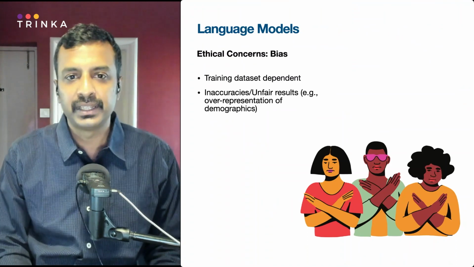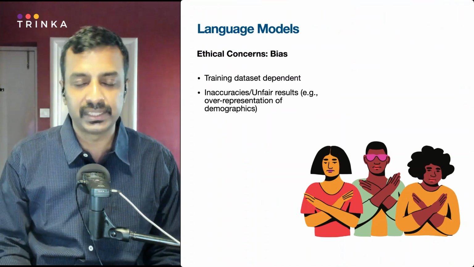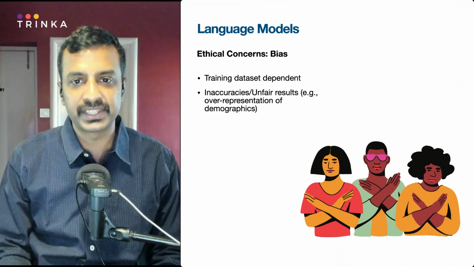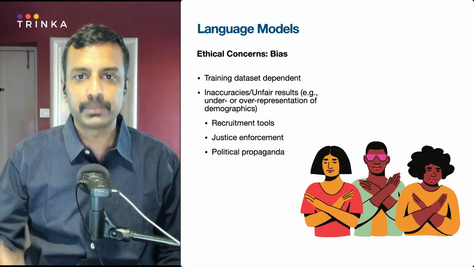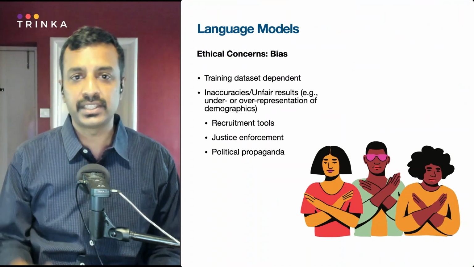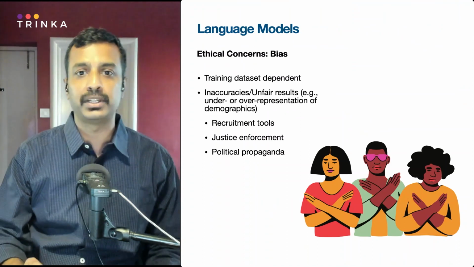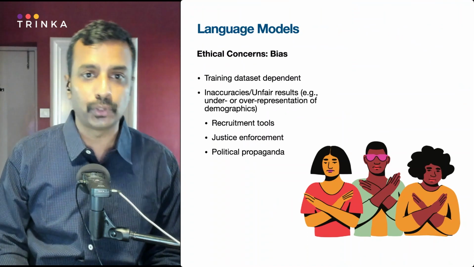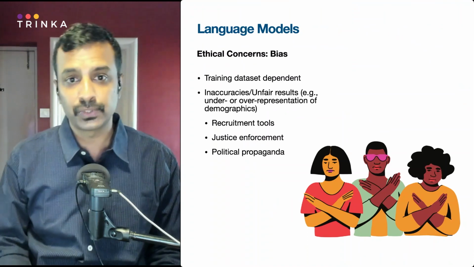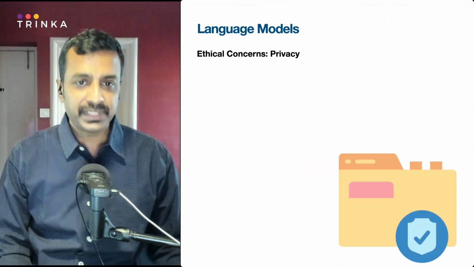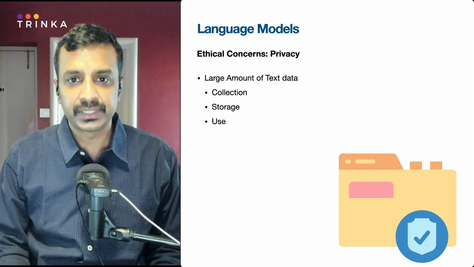And it's very common in, for example, the field of justice, when photographs are being scanned. Now, this is particularly concerning when it comes to applications like hiring or credit decisions, where biased language models can lead to unfair outcomes, and issues have been reported with bias in AI recruitment tools, for justice enforcement, and political propaganda.